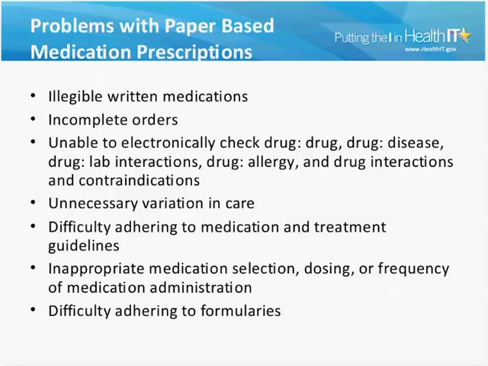You also have unnecessary variations in care and difficulty adhering to medication and treatment guidelines. For instance, with ACE inhibitors as an indication for diabetes, to make sure you follow that guideline every time. You also have difficulty adhering to formularies, including callbacks from pharmacies, which can result in patient confusion, increased cost, and more work at the primary care level. In total, there are 3.52 billion prescriptions written each year, and each one of those is a source of error.